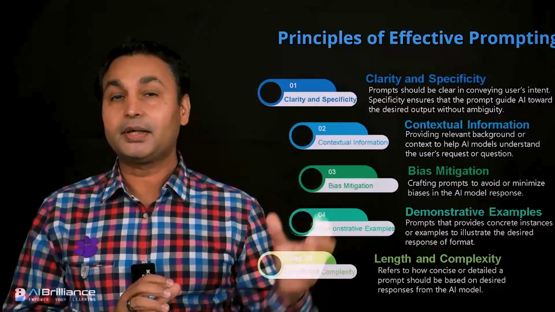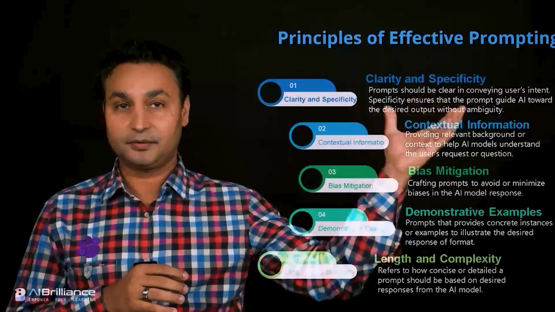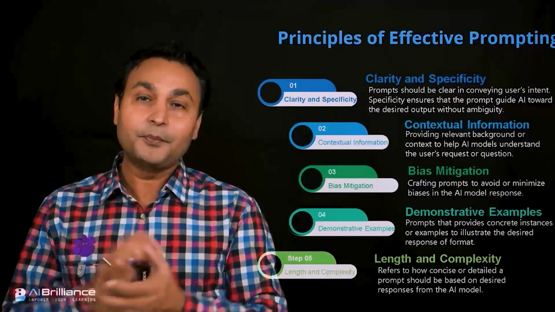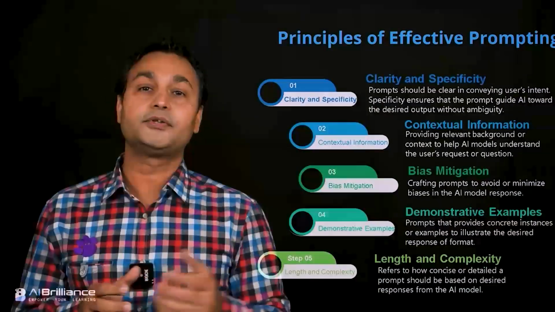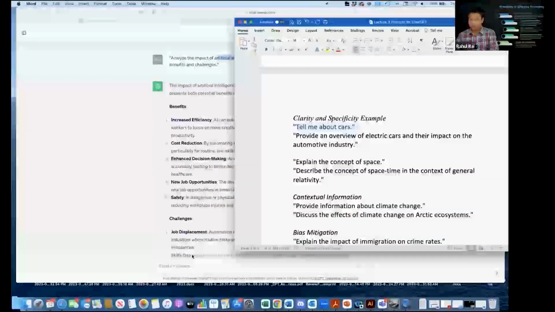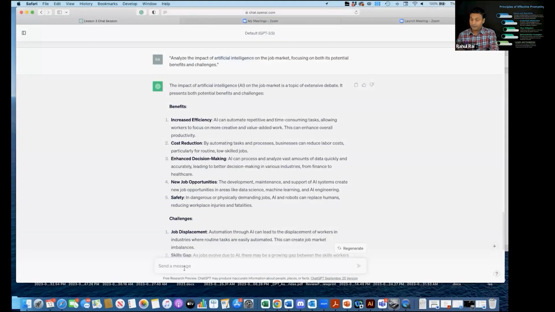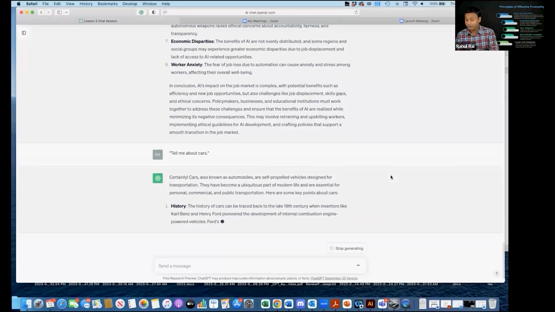What I will try to do in the demo is show you a prompt which is not clear and specific, and then give you a prompt that is somewhat more clear and specific, and we'll go through all of these 5 different principles one by one. Here is an example where I am asking ChatGPT to tell me about cars. It is going to provide me a response, obviously a very detailed response because we are not scoped about it.